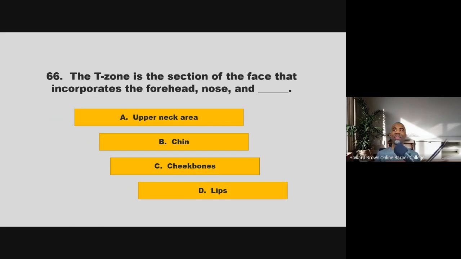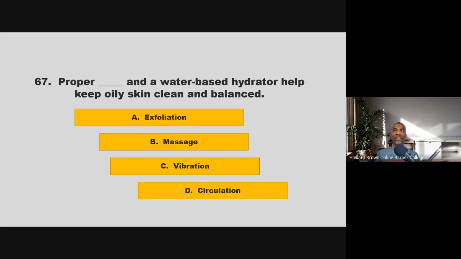The T-zone is the section of the face that incorporates the forehead, nose, and blank. Is it upper neck area, chin, cheekbones, lips? If you chose B, chin, you are correct.